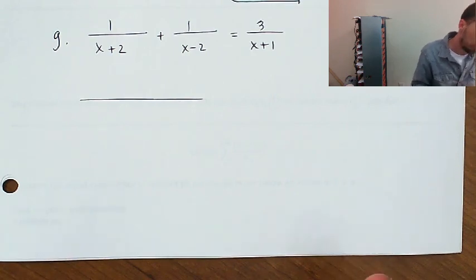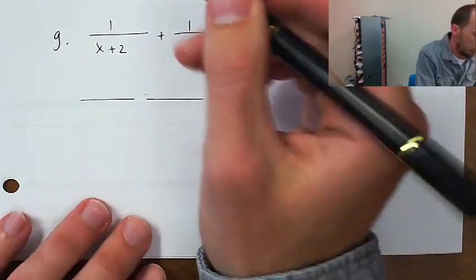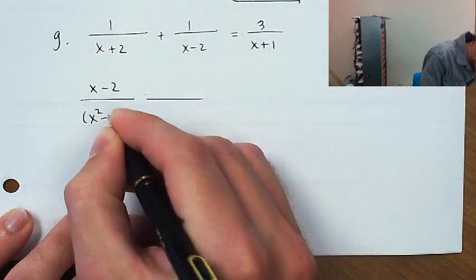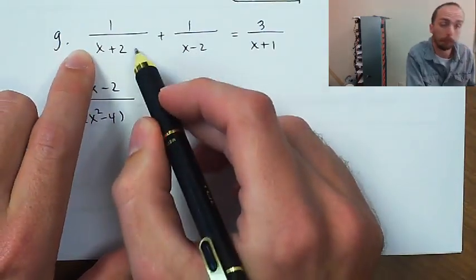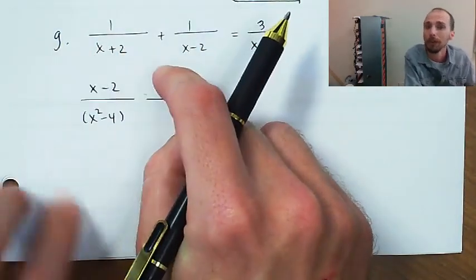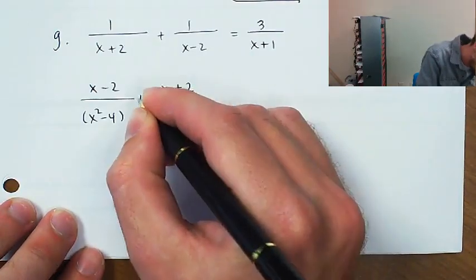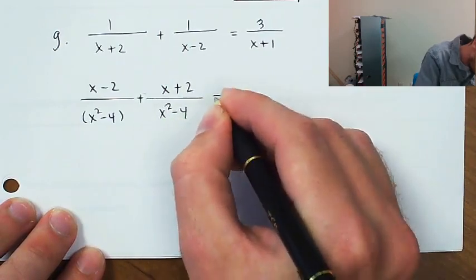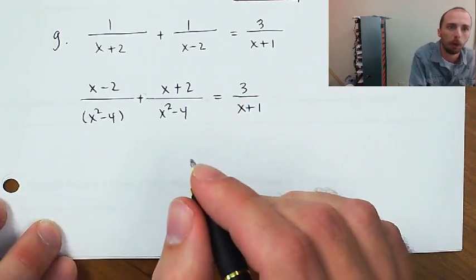So let's see. I'll put in all my steps. Let's call this x minus 2 over x squared minus 4, because what I need to multiply in is an x minus 2 over x minus 2, and if I have x plus 2 times x minus 2, that's going to be x squared minus 4. Plus x plus 2 over x squared minus 4 equals 3 over x plus 1. Yes, this is going to be the way to go.